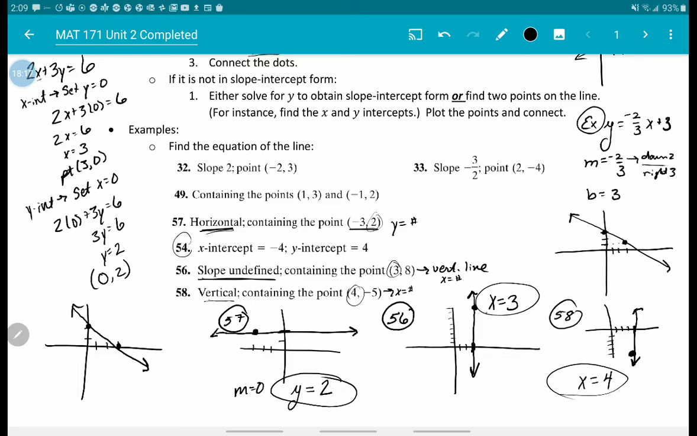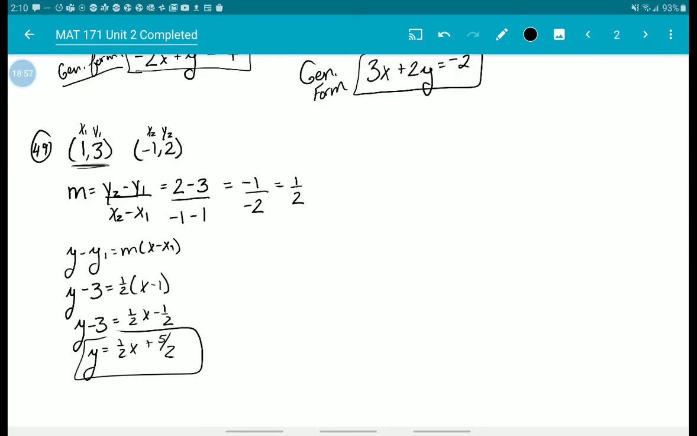Now let's go back to number 54. In 54, they're giving us an x-intercept and they're giving us a y-intercept. Now, if we have an x-intercept at -4, we know it's crossing the x-axis at -4. We also know that y value has to be 0. So we can rewrite that as an ordered pair. Y-intercept, same kind of thing. We know the y-intercept is 4, so we know that y value is 4. Because it's a y-intercept, that x value has to be 0. So now this is going to be really similar to number 49 because we have 2 points. So let's work through this one.